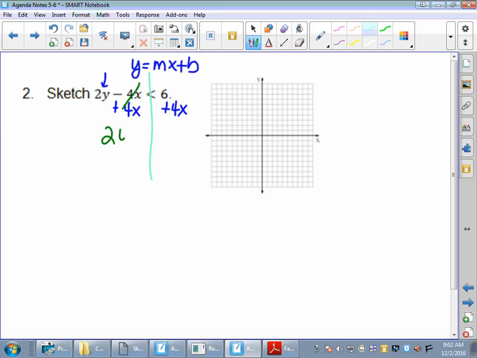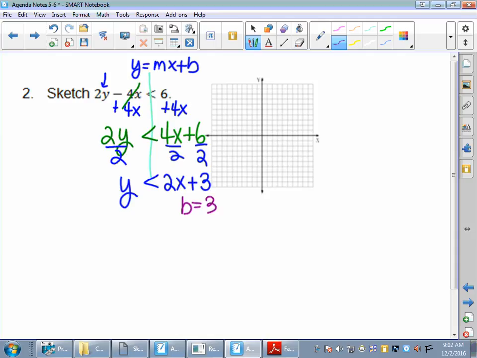So I'm going to have 2y is less than, just keep bringing down your inequality. It's a positive 4x and a positive 6. In order to get that y by itself, I'm going to divide everything by 2. So y is less than, I don't need to flip my inequality because the 2 that I'm dividing by is positive. That should be 2x plus 3. So now I know my b and I know my slope. So up 1, 2, 3 for my b, and then I'm going to move up 2 and right 1. Sorry, I'm running out of space. I could always go down 2 and left 1.